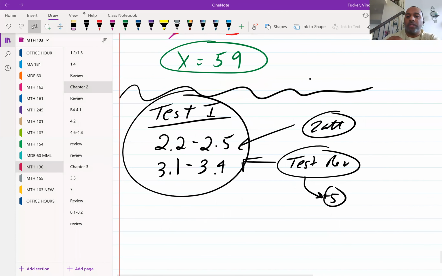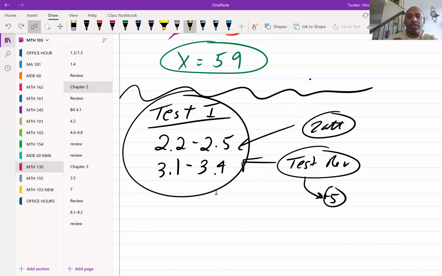All right, so let me make sure my stuff is accurate. Looking at this, yep, test 1 covers sections 2.2 through 2.5 and 3.1 through 3.4. So that is because we're done. We just did 3.4. Next class, I will open up the floor for questions. I'm not going to do anything else new today because that's the end of the chapter. No need to try to push it or anything like that.